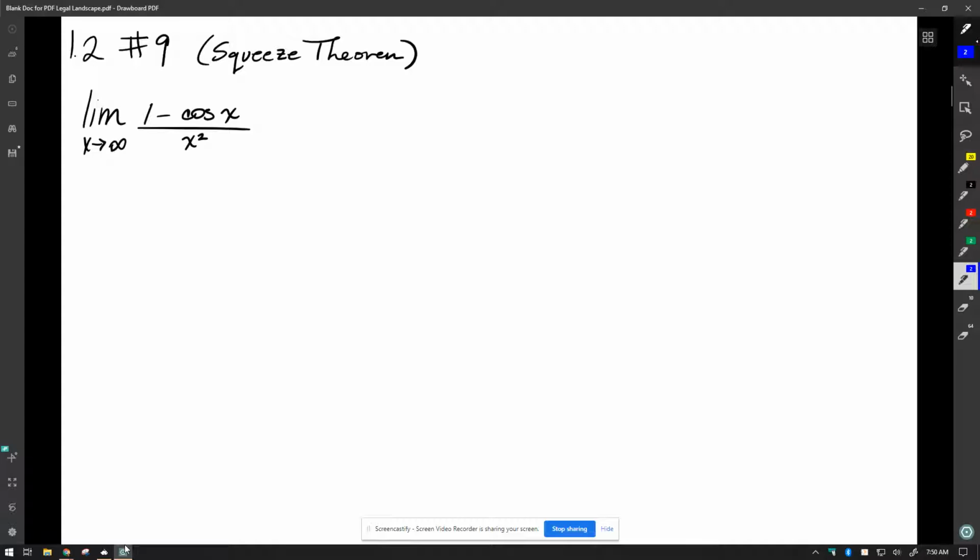All right, let's talk number 9 from 1.2. We are asked to use the squeeze theorem to provide evidence for the limit as x approaches infinity of 1 minus the cosine of x over x squared. So let's remember the squeeze theorem.